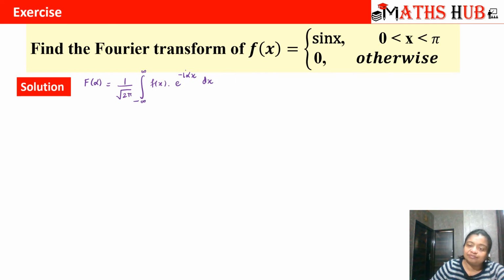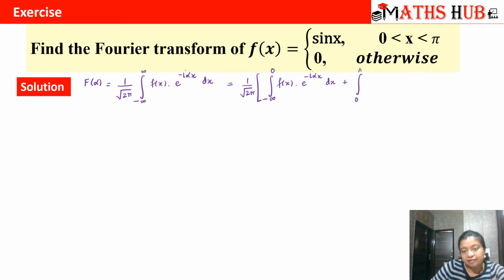So again, according to the given function, the function is only valid in the interval 0 to pi. So I can break up the integral. I can write it as 1 by under root 2 pi. The first break that I can do is minus infinity to 0 f(x) into e to the power minus iota alpha x dx. Then the second break I can write as 0 to pi f(x) into e raised to power minus iota alpha x dx. And the third breakup can be pi to infinity f(x) into e to the power minus iota alpha x dx, right?